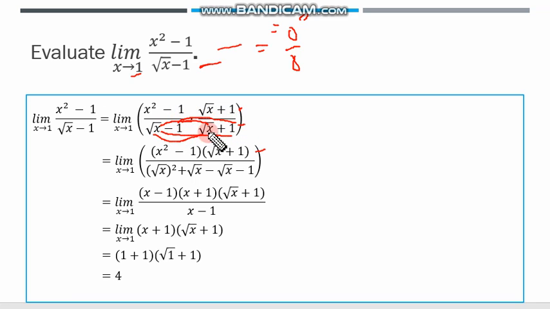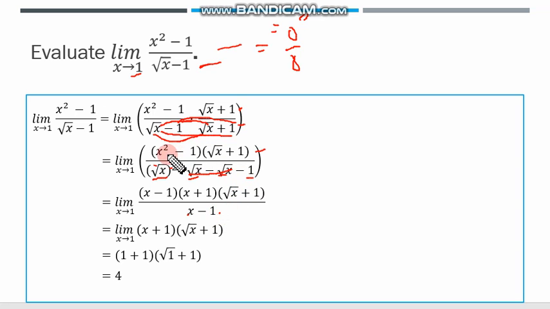So square root of x times square root of x, that's square root of x squared, square root of x times 1, square root of x, negative 1 times square root of x, that's negative square root of x, and negative 1 times positive 1 is negative 1. We could simplify here the denominator, square root of x squared is equal to x, and then square root of x minus square root of x, this is 0, and then negative 1.